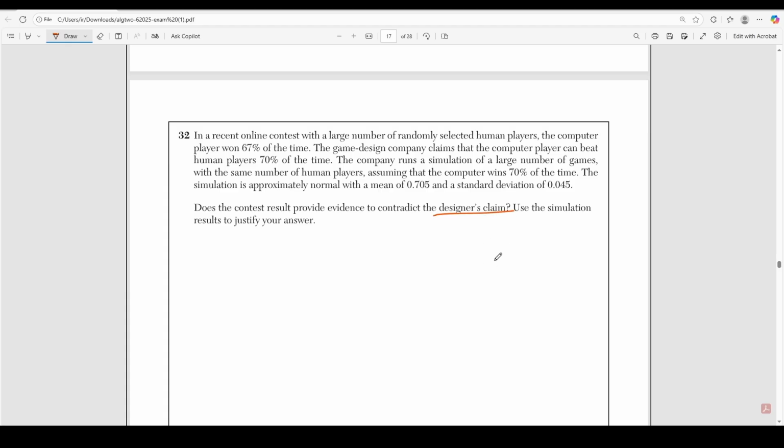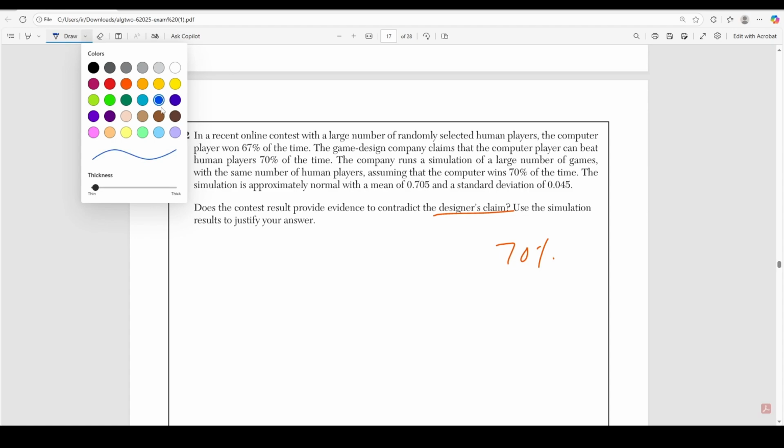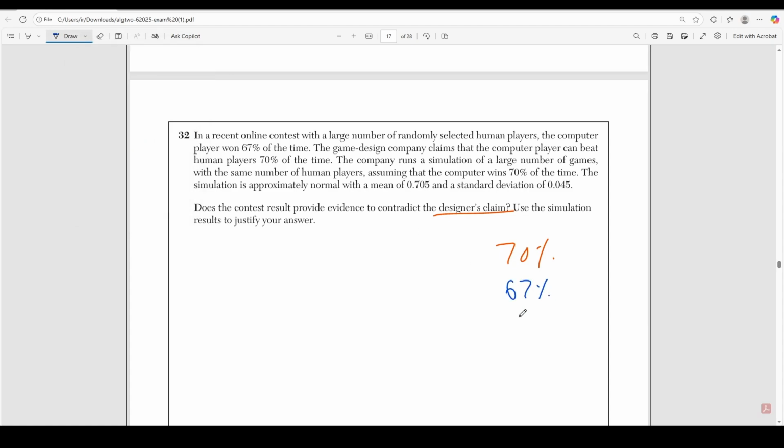So essentially, the person who designed this game said that the computer should win 70% of the time. And someone at a tournament complained. He was like, hey, the computer only won 67% of the time. So you're going to have to run a statistical test to see whether or not this is normal or not.